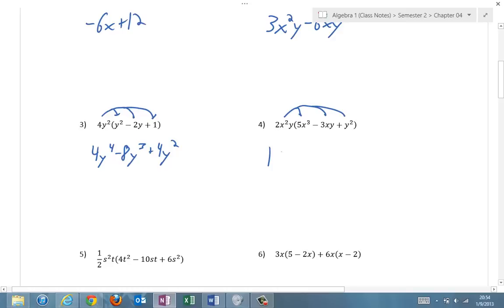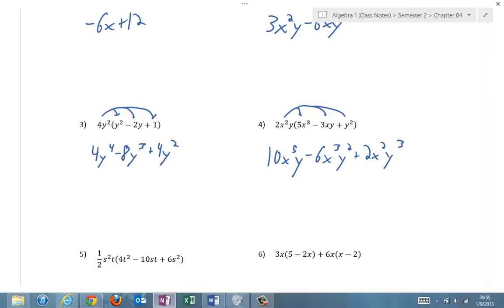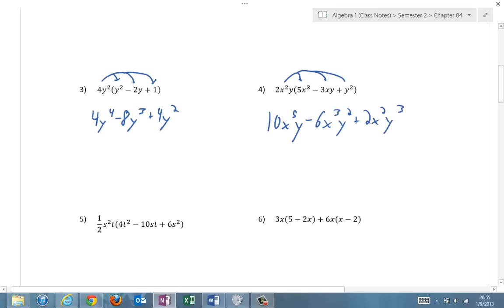The next one, I'm going to multiply it to each of these three parts. Keep track of what's going on. 2 times 5 is 10. X squared times x cubed is x to the fifth, leaving us a y. The next part, minus 6. X squared times x is x cubed. Y times y is y squared. And 2x squared, y times y squared is y to the third. Don't worry so much about order. I'm going to keep them in the order that they were, but we're going to learn a little bit later about descending order, particularly with the x's. You want the x's to be of descending power.